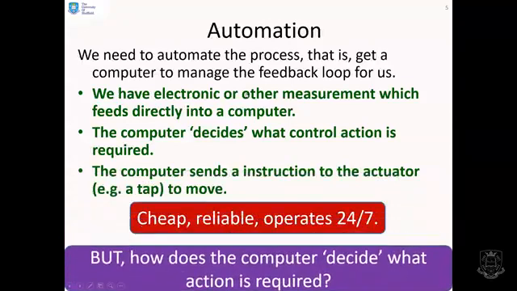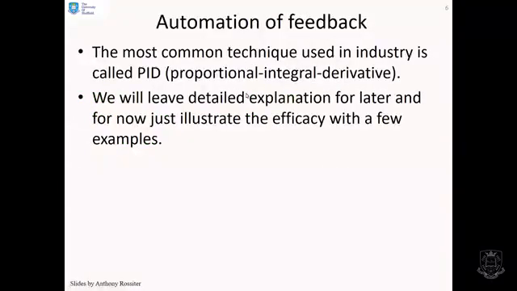However, there is one issue. How does the computer decide what action is required? We as humans have had years and years of experience and we sort of know what to do, but we have to unpick that and tell the computer exactly how to make these decisions. The most common technique used in industry then is called PID, which stands for proportional, integral and derivative.